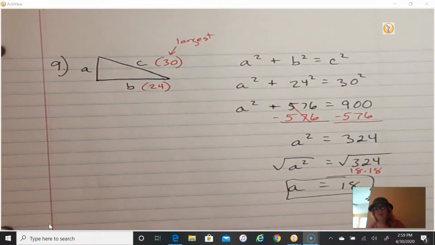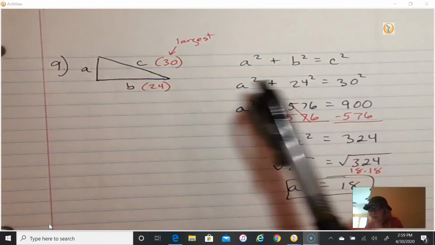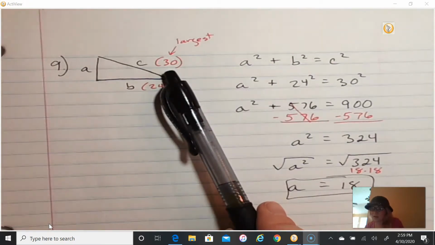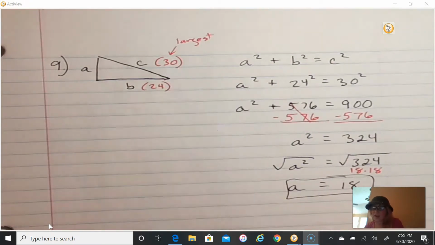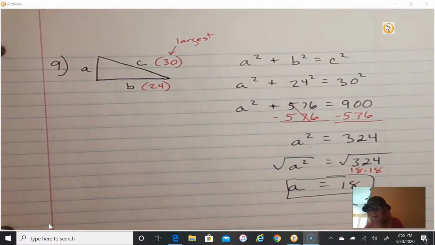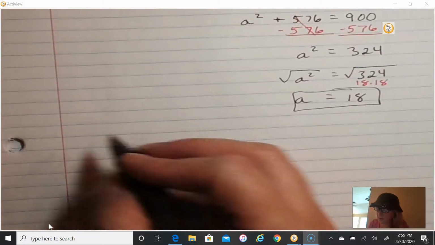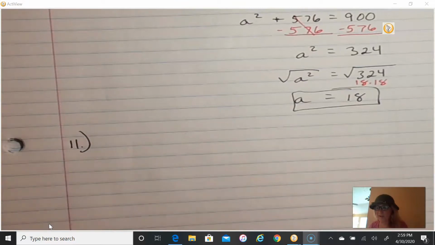So you need to be careful. Read your directions so you know where to place them. You see what I'm saying? If you didn't read the directions and you thought this was a leg, your answer would be wrong, because you would have it on this side of the equal sign, and trust me, it makes a difference. So you better make sure that you are reading the directions. All right, 11, last one.